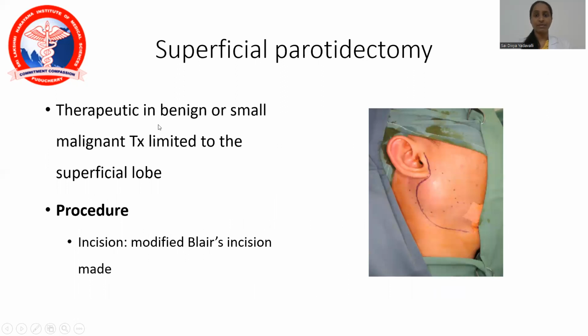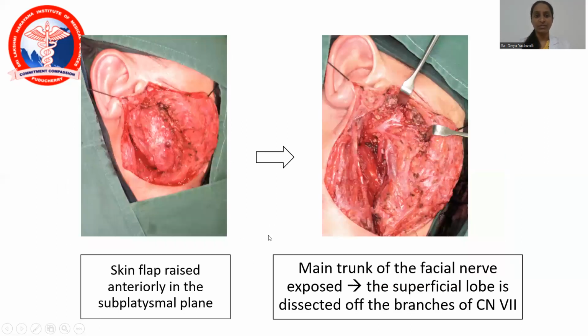The steps of superficial parotidectomy briefly involve the following. A superficial parotidectomy is considered therapeutic in case of a benign tumor of the superficial lobe or a small malignant tumor limited to the superficial lobe. This S-shaped incision seen here is called the modified Blair incision. Once the incision is made, a skin flap is raised anteriorly staying below the platysma. This is called the subplatysmal plane.